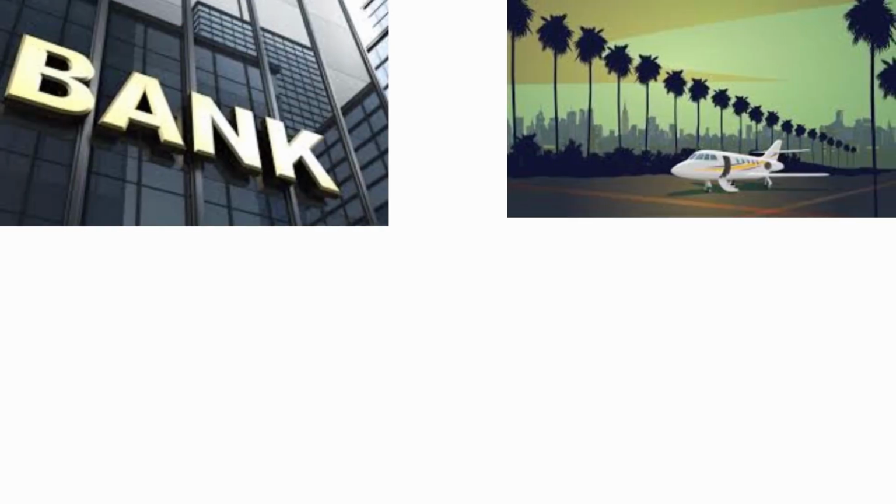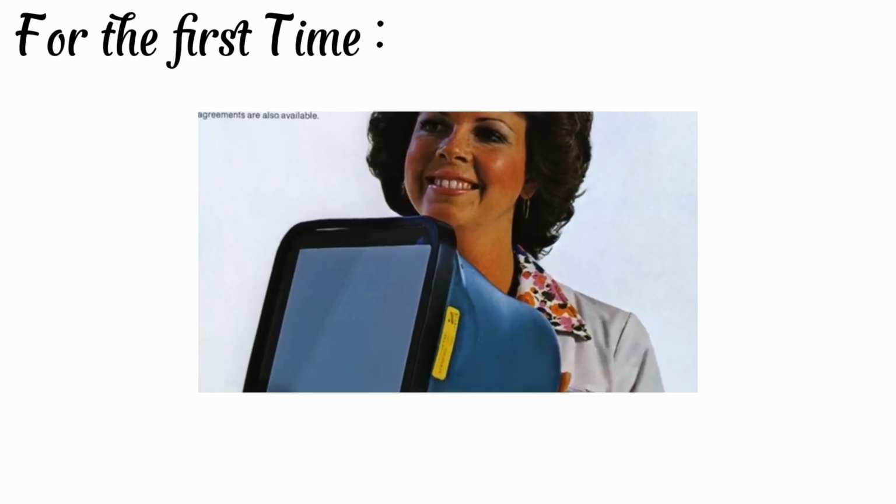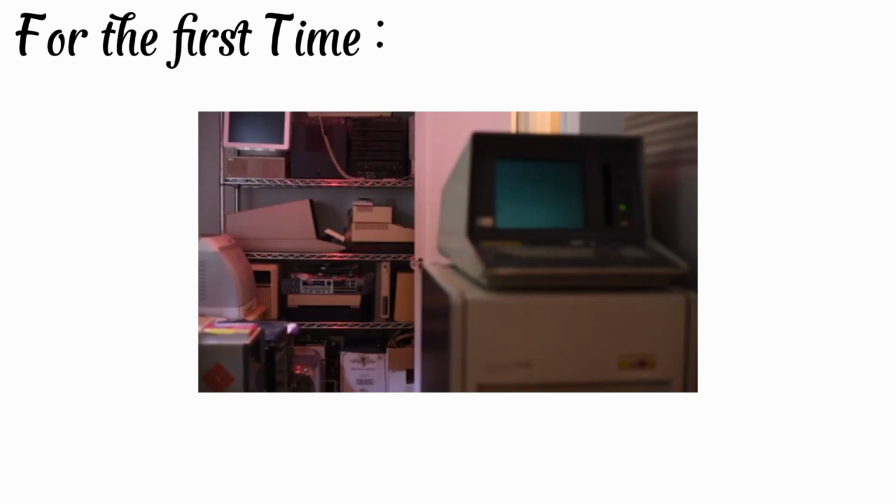Banks managed massive financial records, airlines automated reservations, and government agencies processed census data. For the first time, entire businesses and institutions were built around the capabilities of computers. This era also marked the emergence of data centers, specialized facilities to house and cool mainframes, ensuring they ran continuously.